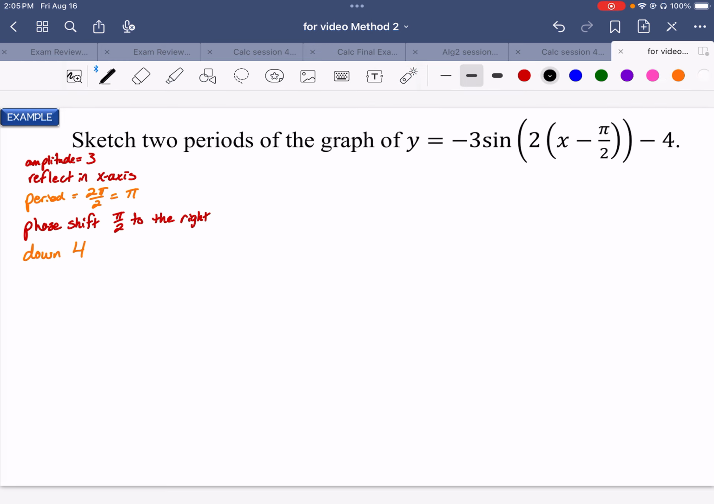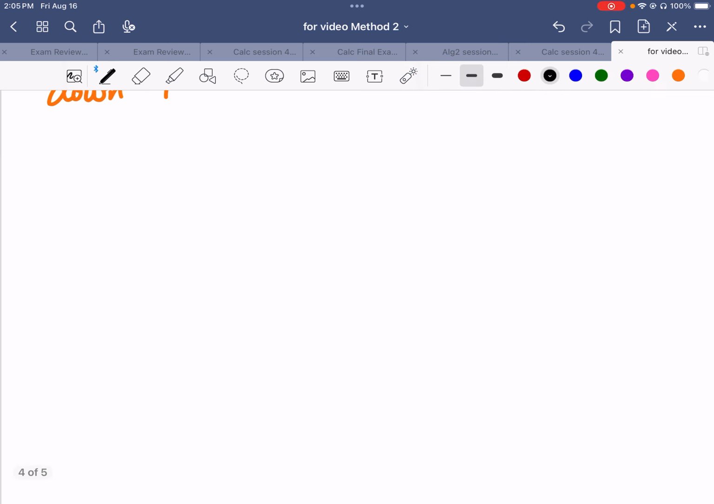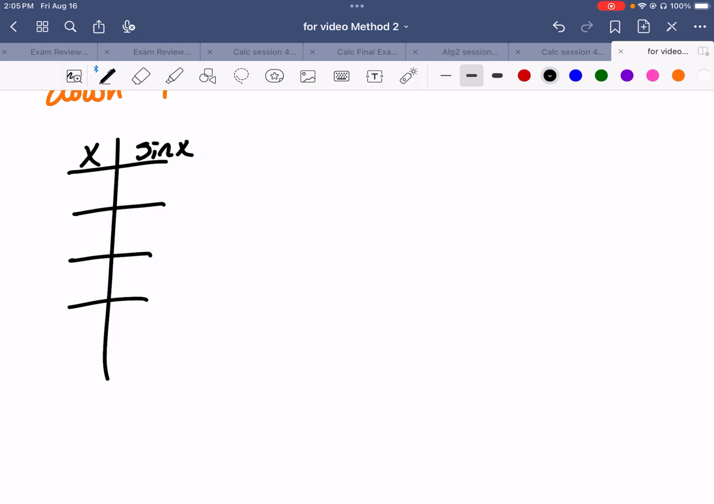All right, so my parent graph, since this is a sine function, my parent graph t-table, let's write that down. So I'm just going to write x and then sine of x. If you're making a t-table, you should always label what your columns represent. So it's going to be 0, pi over 2, pi, 3 pi over 2, and then 2 pi. Those are my 5 key points.